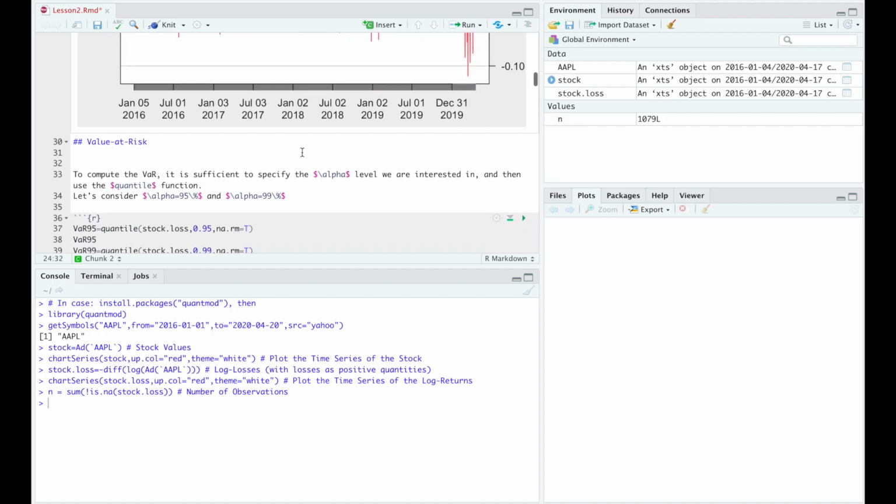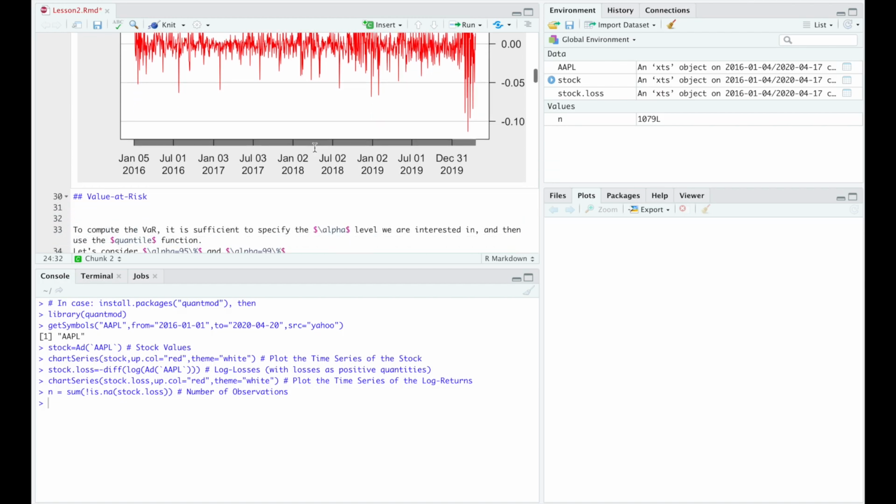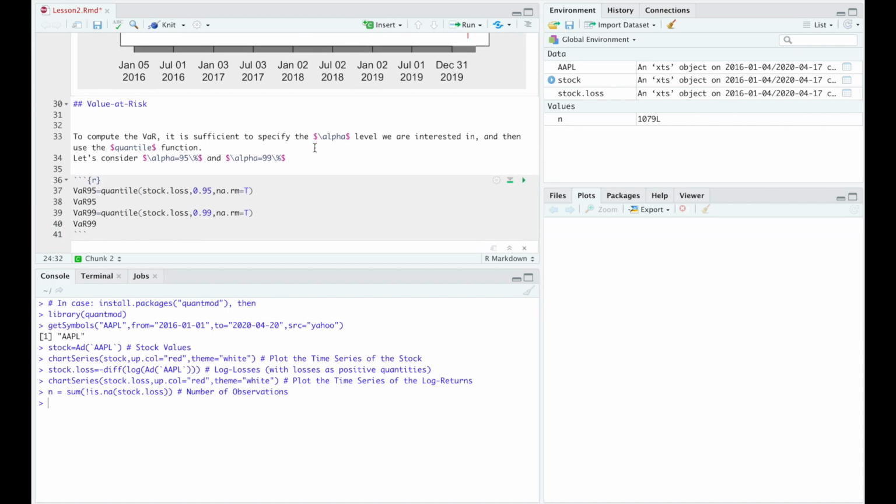Now, assume that we want to compute the value at risk of the losses and the returns, and we want to start from these empirical data. From a statistical point of view, we know that the value at risk is nothing more than a quantile. So in R, we can just use the quantile function that computes the empirical quantiles out of a series of data. If we are interested in the 95% value at risk, it's just quantile, stock loss, 0.95, and we give the usual option for the removal of the not available information. And for the 99% value at risk, it's exactly the same syntax. The only difference is that we say 0.99 instead of 0.95.